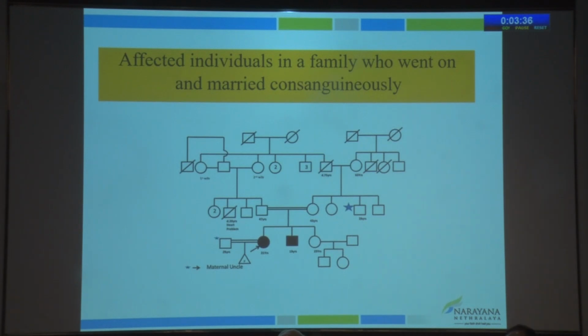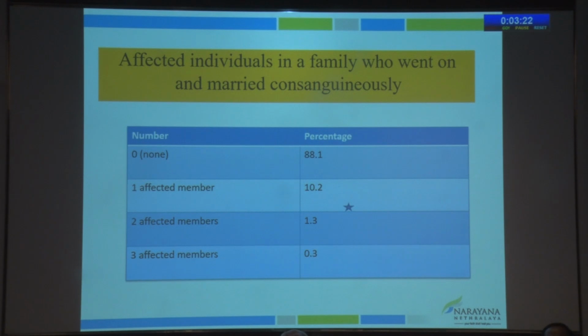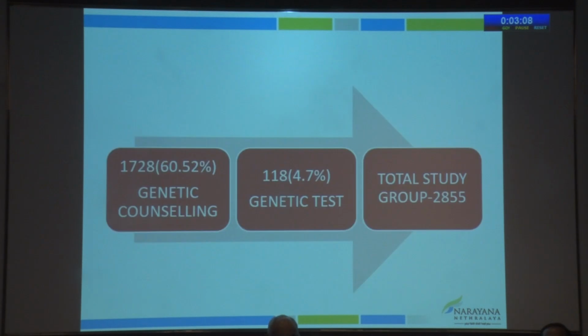We also studied the affected individuals in a family who again went and married consanguineously. As you can see in this pedigree chart, the female is an affected female, and she went on and married her maternal uncle, which is a second-degree consanguinity. So what we found was that in 10.2%, one affected member went ahead and married consanguineously. In 1.3%, 2 affected members did that, and in 0.3%, 3 affected members married consanguineously again.